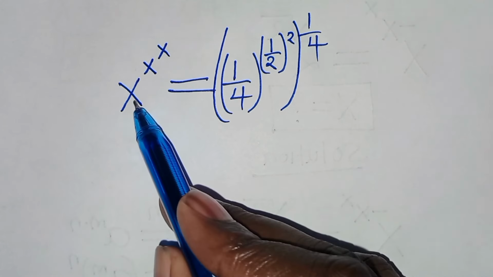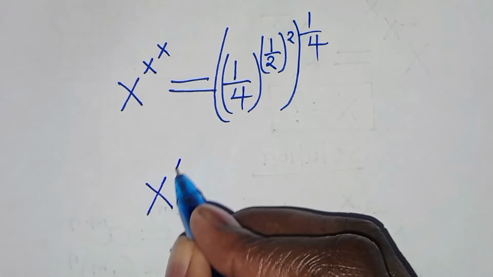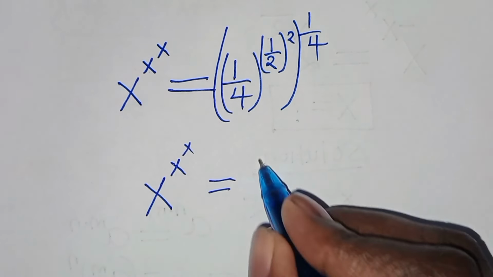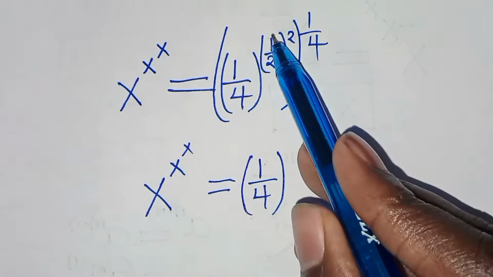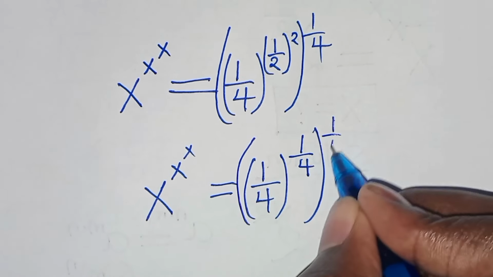Now here we have x to the power of x to the power of x. So this implies that x to the power of x to the power of x is equal to 1 over 4 raised to power 1 over 2 raised to power 2. This is the same thing as 1 over 4, and again, raised to power 1 over 4.